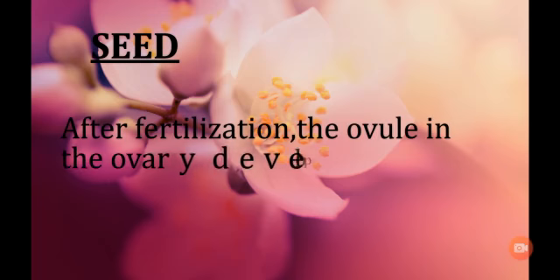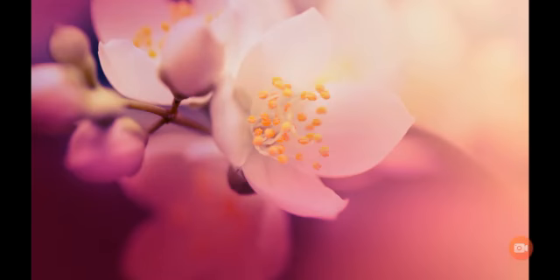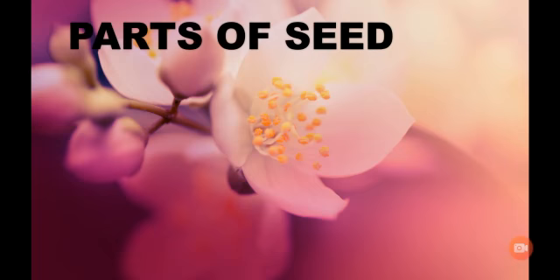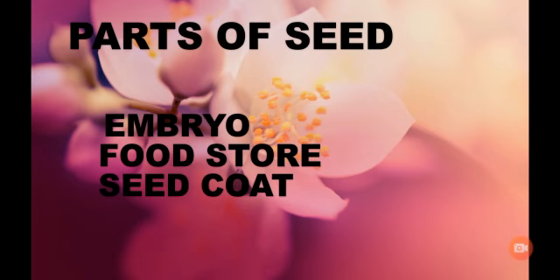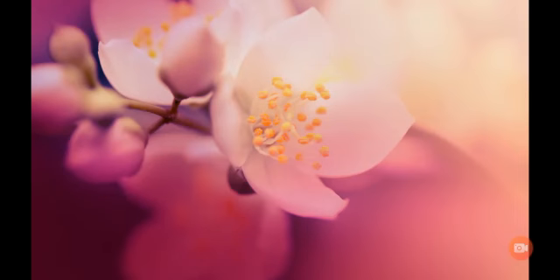After fertilization, the ovule in the ovary develops into a seed. According to the structure, there are three basic parts of the seed: the embryo, the food store, and the seed coat. As you can see in the diagram, the green portion is labeled as the embryo, the yellow, which is the most abundant portion, is labeled as the food store, and the outermost covering is the seed coat. We are going to learn about them one by one.